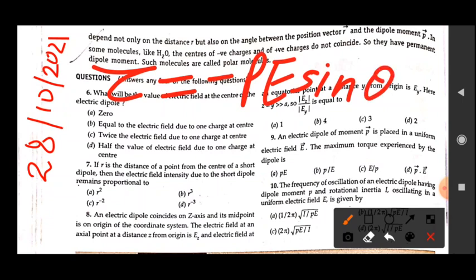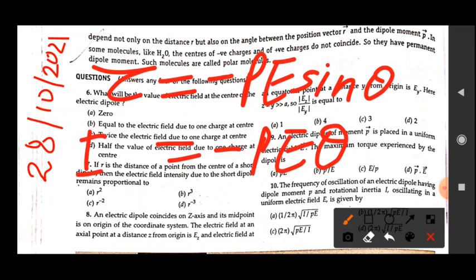As it is given, if theta is very small for the oscillation, then sine theta can be written as theta, so we can write pE theta. And as we know by the rotational inertia concept, tau is equal to I alpha. Here I is the moment of inertia and alpha is the angular acceleration of the system. If you calculate alpha from here, alpha is equal to minus pE upon I into theta.